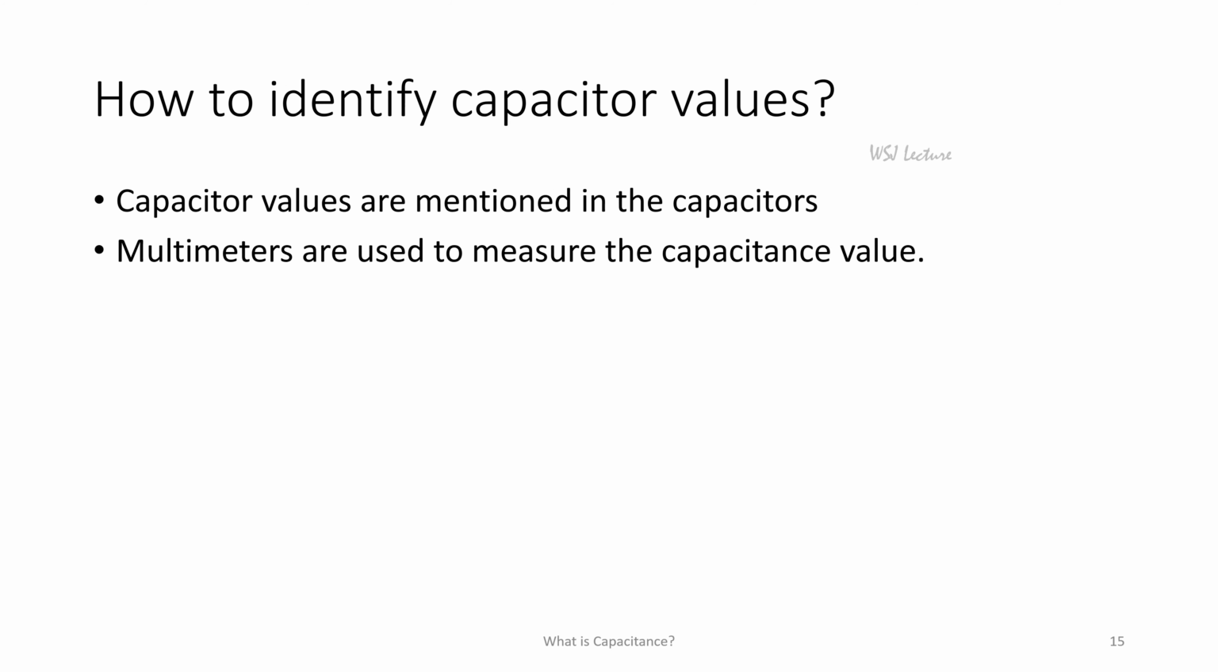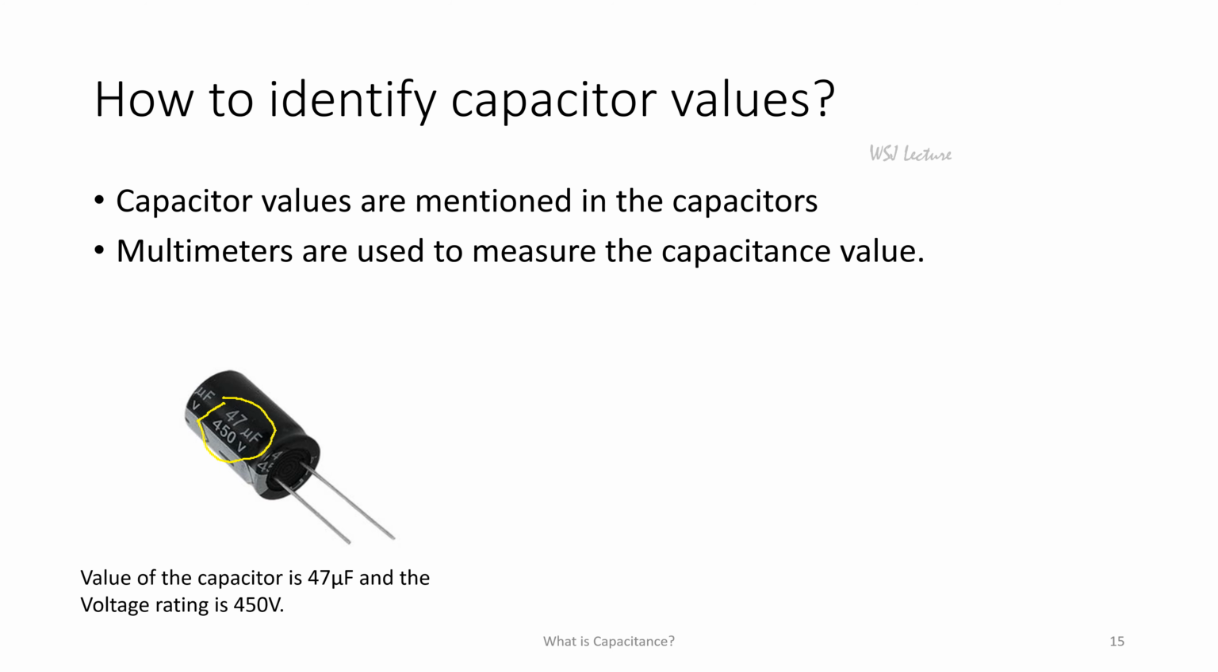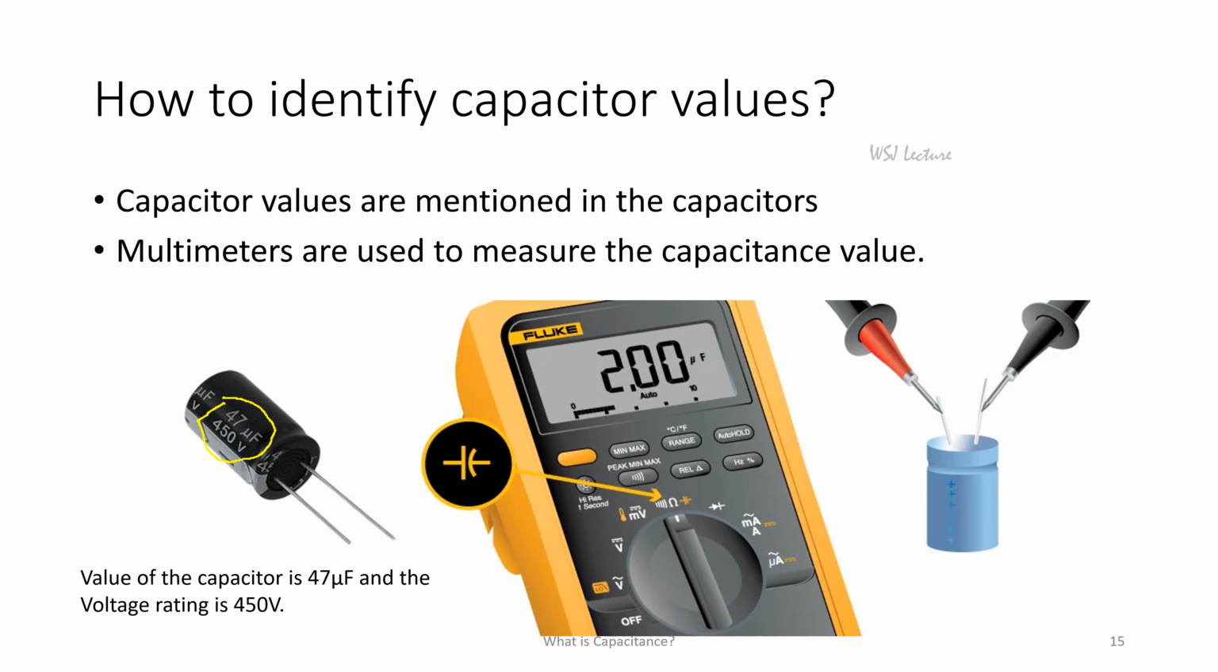How to identify the capacitor value? The capacitor values are mentioned on the capacitor. Here is an example. A capacitor is shown here. The value of this capacitor is 47 microfarad and the voltage rating is 450 volt. We can also measure the value of a capacitor using a multimeter.